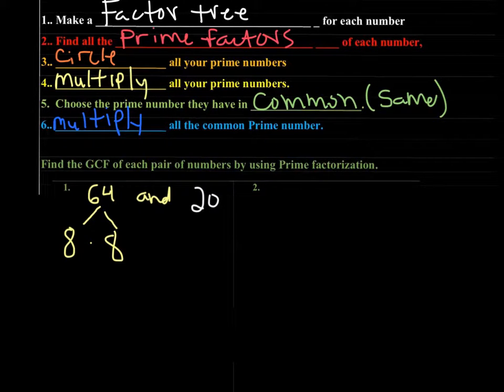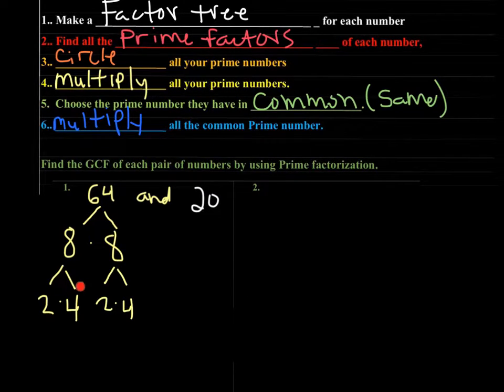Now we check, are these 8s prime numbers? No, they are not prime numbers because they are even, and they have a factor of 2 and a factor of 4, so they're not prime. Continue to break them down. Choose two numbers that multiply into 8. Any two will work. Let's choose 2 times 4. Same thing for this 8 on the right. We can do 2 times 4.